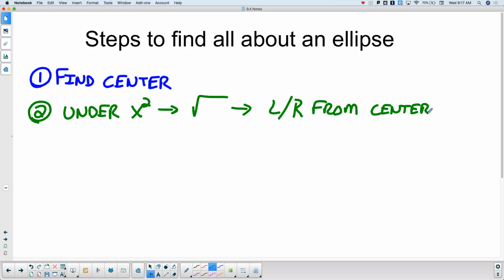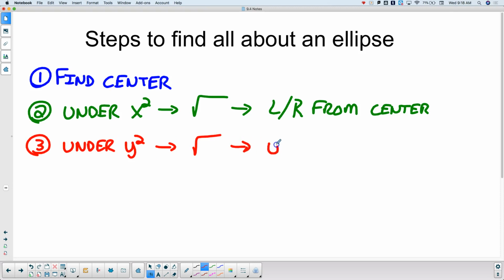Well, actually, you probably could figure out if it's major or minor based on what? Based on which number is bigger. Yep. Okay, so whichever one's bigger is going to be the endpoints of the major axes. Whichever one is smaller is going to be the endpoints of the minor axes. Love it. Step number 3. You look under the y-squared term. Okay. Take the square root of it. Okay. And then that's the up-down. That's from the center. Yep. Love it.